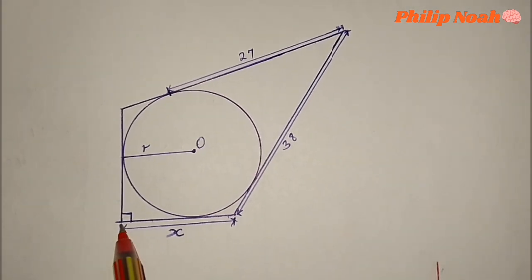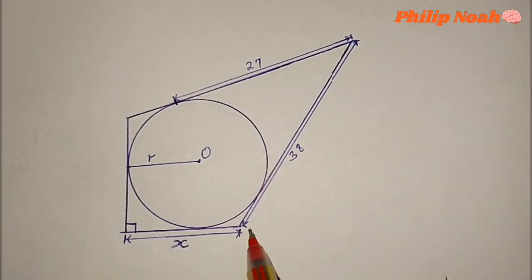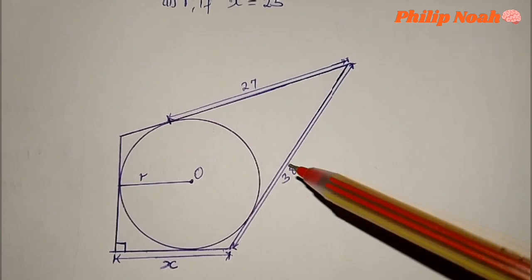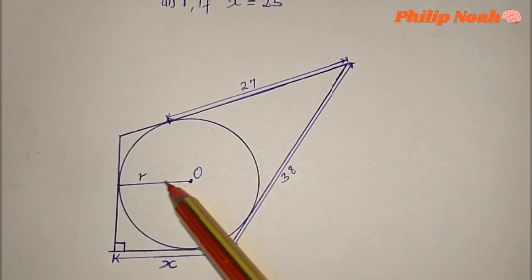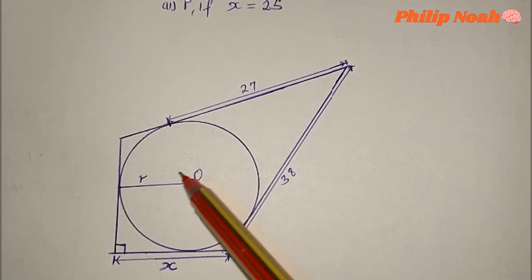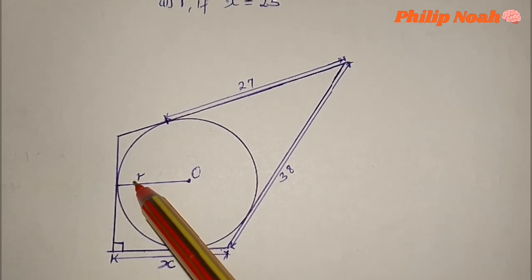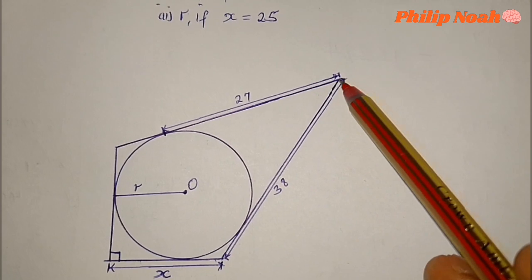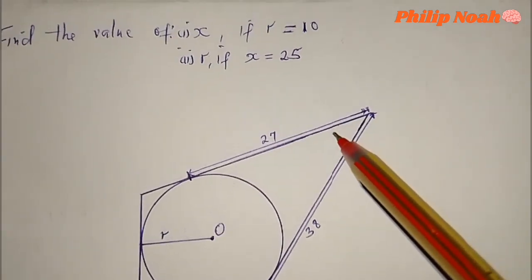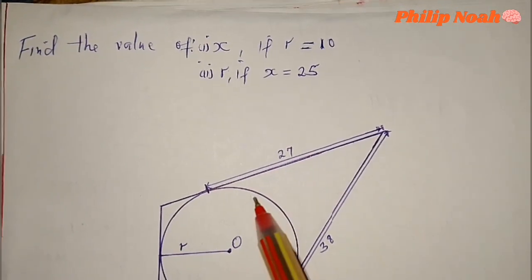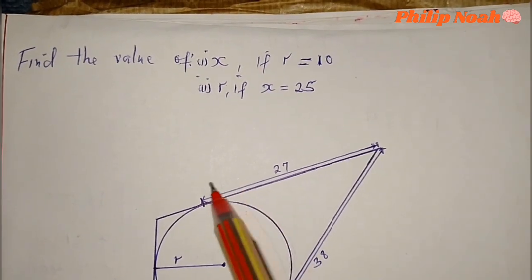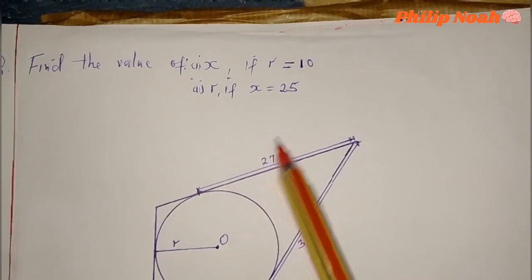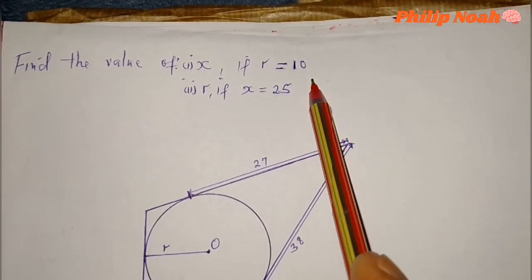We have been given the distance from this point to this point as x, and from this point to this point as 38 units. From this point to this point O is r, that's the radius of the circle. From this point to this point is 27 units. We are required to determine two values: the value of x when r is 10 units.